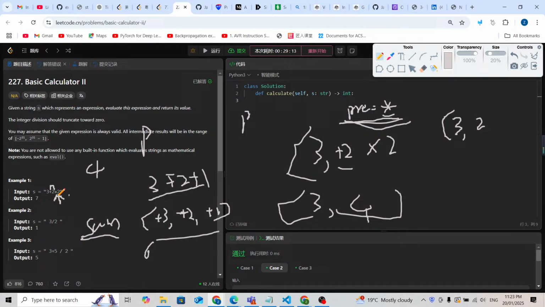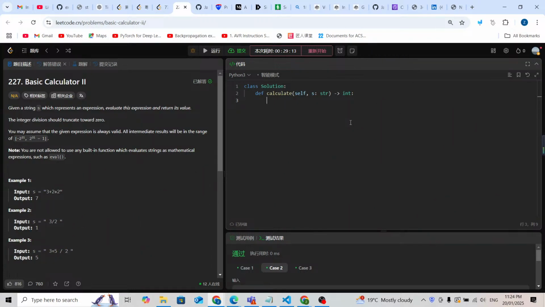So if I come across this last character 2, what am I going to do? First of all, I'm going to pop out this number, which is 2, and use the previous sign. So 2 times this 2 is going to be 4, and then I will push 4 inside of the stack. Finally, I'm going to return the sum of the stack, which is going to be 7. So this is the calculation for the problem. And similarly, for example 2 and 3 is going to be a similar calculation.